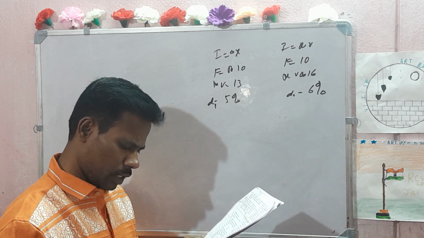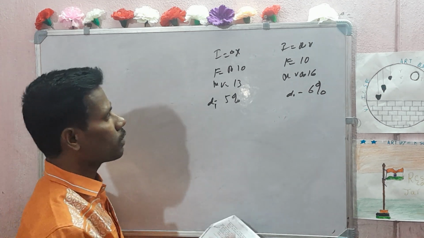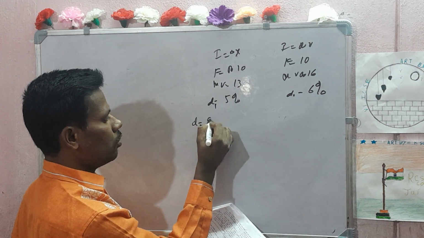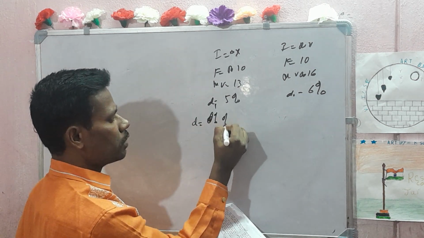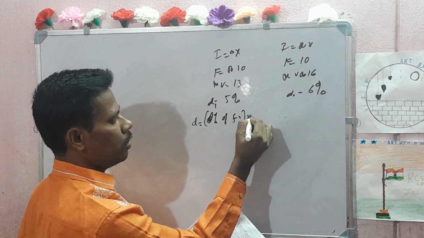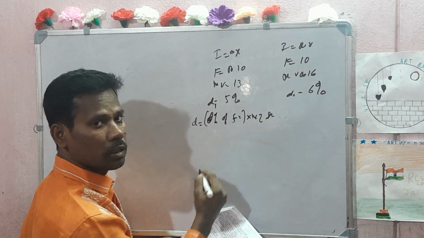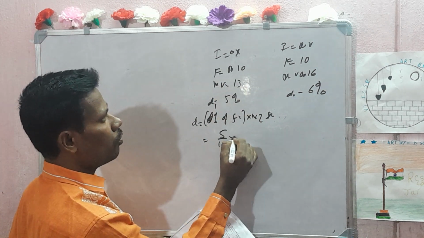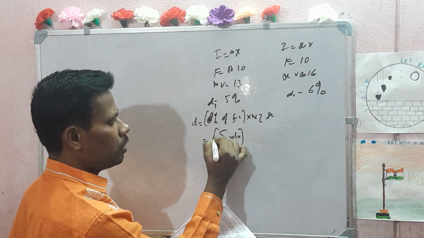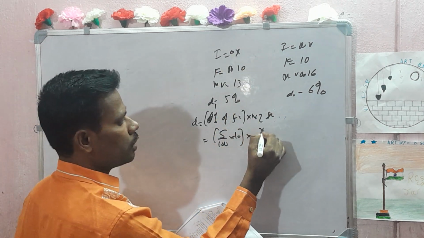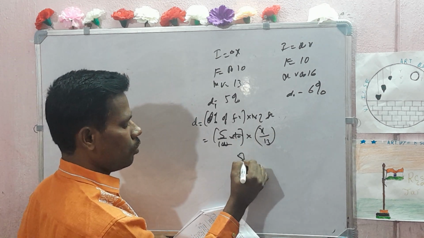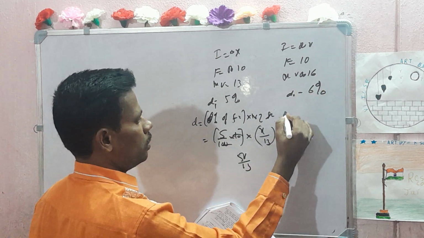So what is asking? First of all, which firm is paying better? So simply apply that formula. D is equal to dividend percentage of face value into number of shares. Dividend percentage is 5 by 100 into face value. Face value will give same number of shares. Number of shares is total investment by market value 13. So 5x by 13.